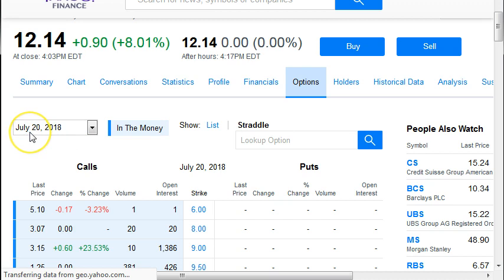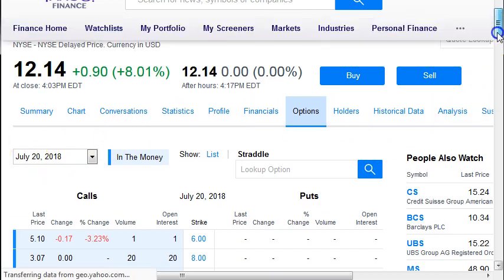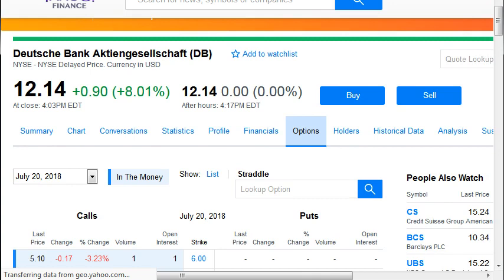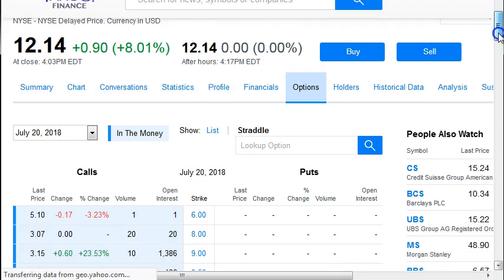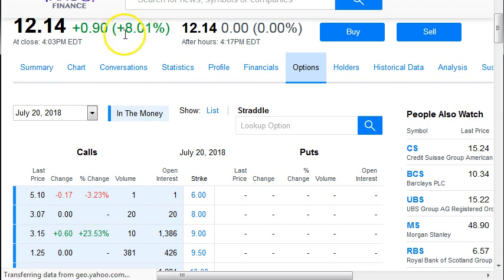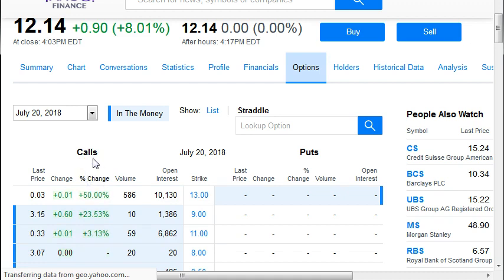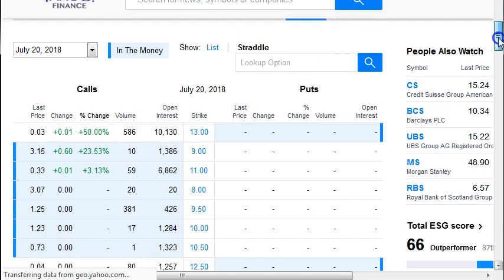The expiration date is July 20th. Today's date is, I'm just checking the date today, July 16th. So we have 4 more days before these options expire. It just has 4 days, and this is the stock that went up by 8%. Let's see what is the percentage change in these calls today. It looks like these calls went up by 50%. So you can see the stock went up by 8%, whereas the options went up by much more. So a big move in the options.